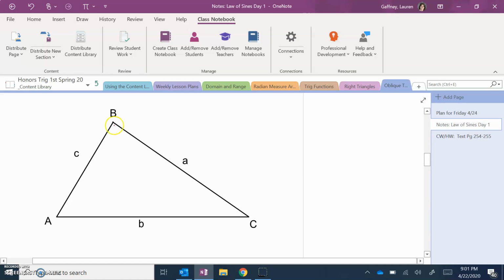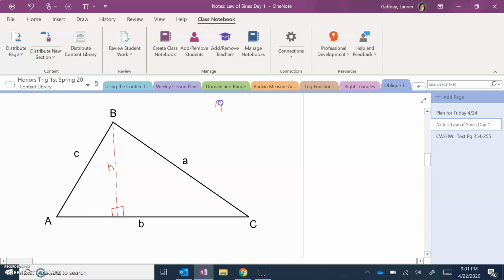So what I'm going to do here is drop an altitude down from B. Now, back to your geometry days, if you drop that down, you're going to get a right angle right here on each side. I'm going to set up a couple different ratios here for us. So I am going to call this my height, that altitude. I'm going to give it an H for height.